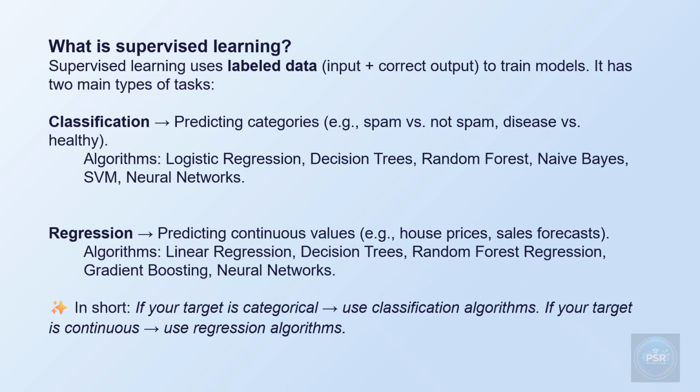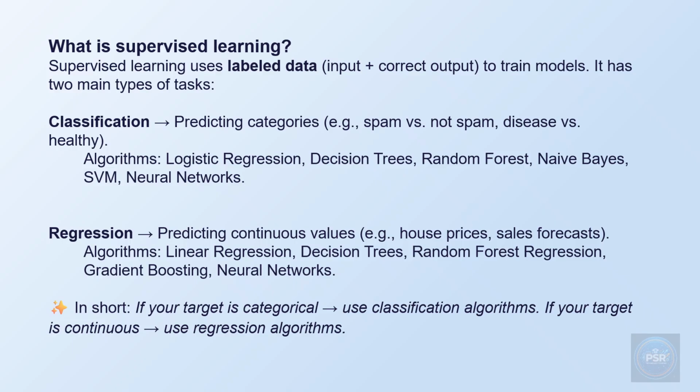What is supervised learning? Supervised learning uses labeled data, input plus correct output, to train models. It has two main types of tasks: classification, predicting categories, for example, spam versus not spam, disease versus healthy. Algorithms: logistic regression, decision trees, random forest, naive Bayes, SVM, neural networks. Regression, predicting continuous values, for example, house prices, sales forecasts. Algorithms: linear regression, decision trees, random forest regression, gradient boosting, neural networks.